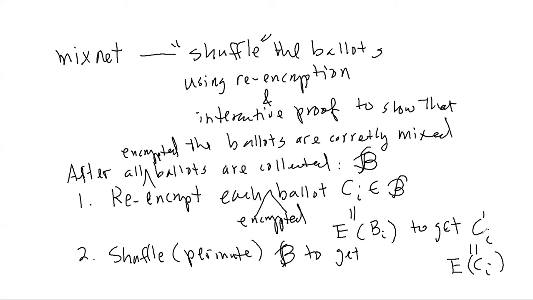So then we shuffle these ballots C_I prime to get a new set. Let's call it curly B prime. So basically in here, we do re-encryption. All right. And then let's say this is step 2, let's say 3.